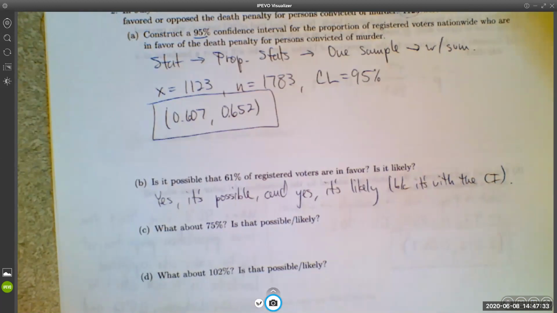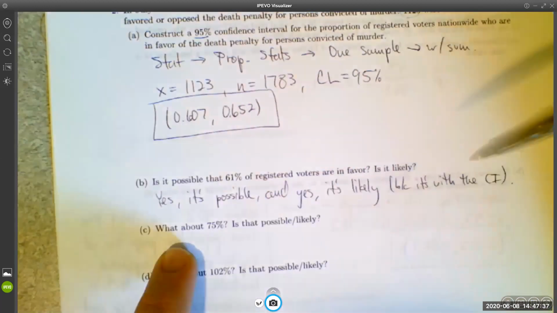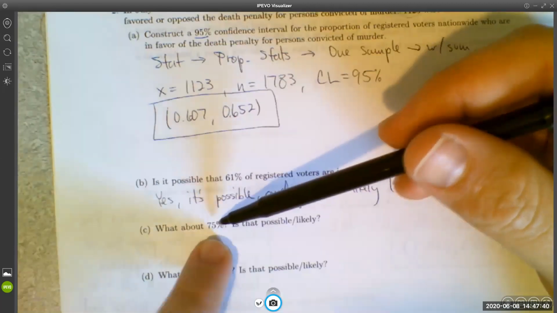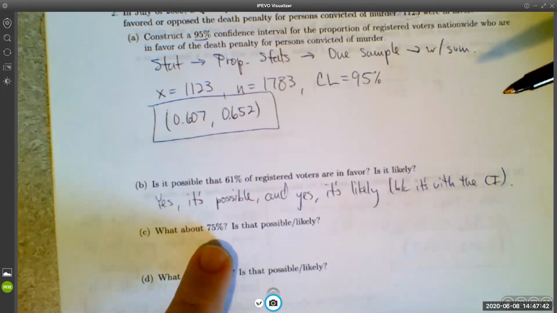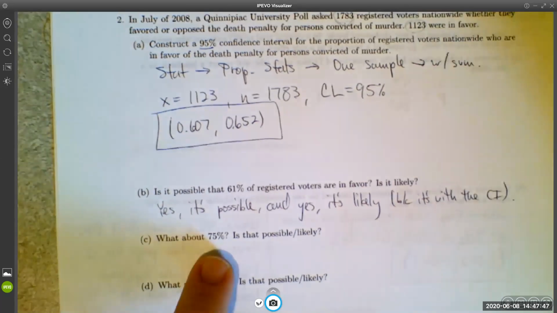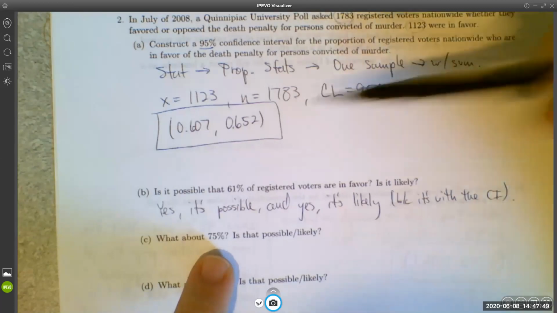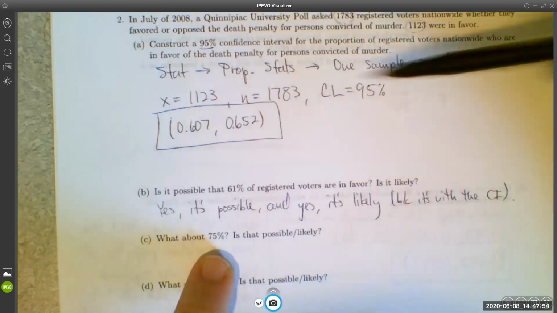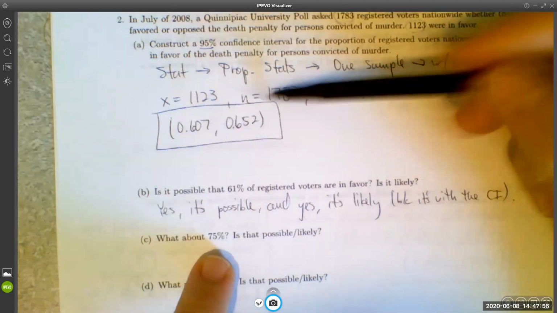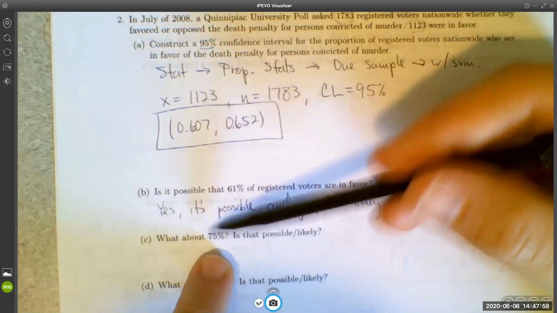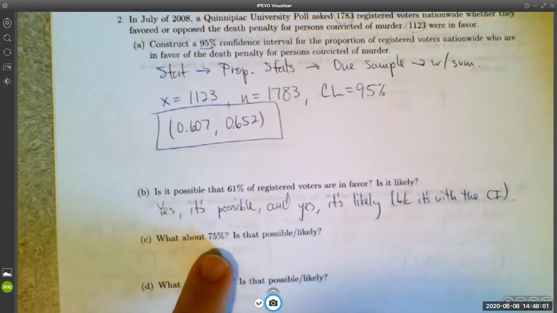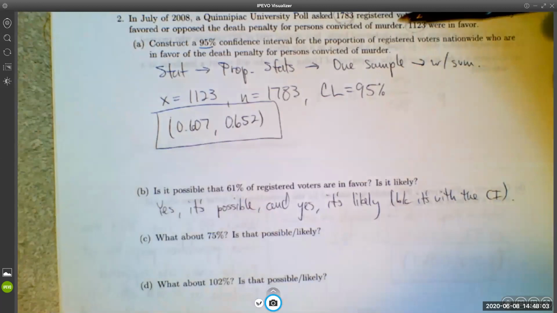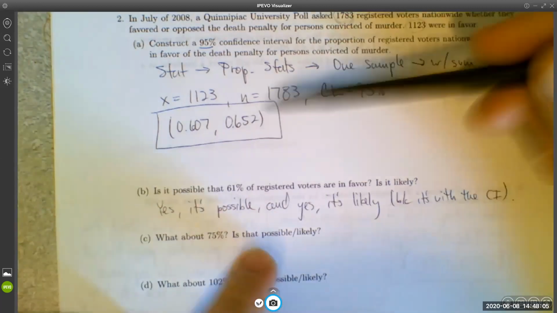Okay, part C. What about 75%, right? Is that possible or likely? Well, it's possible, right? It's definitely possible because we're only 95% sure that the true population proportion is within these numbers. That means there's a 5% chance that it's some number outside of this interval. 75% is possible then, right? It is possible. Now, is it likely? No, not very, right? It's not very likely.